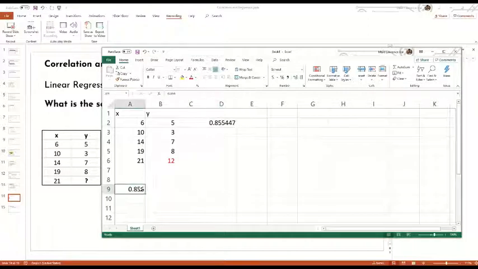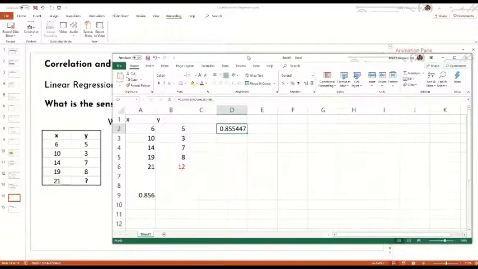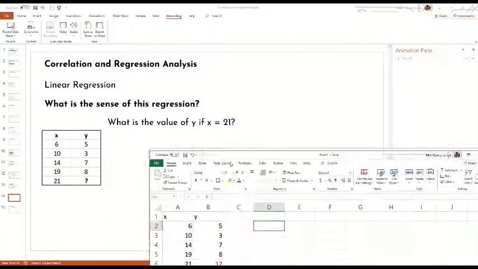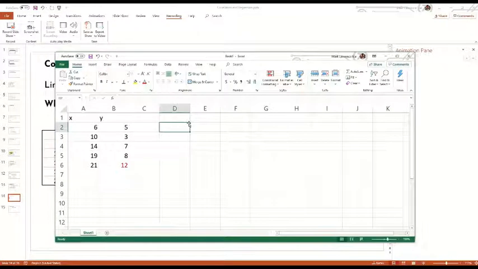So, ibig sabihin ba niyan, sir, nakukuha namin lahat sa Excel? Yes. Kaya niyo pong kunin ng lahat ng klase, almost lahat ng klase ng statistical analysis sa Excel. So, ang tinuro ko pa lang sa inyo ngayon is correlation. Mamaya, tuturuan ko kayo paano gamitin ang regression. Okay, so, again, since regression and correlation analysis relies on scatter plots, so gagawa tayo ng scatter plot.